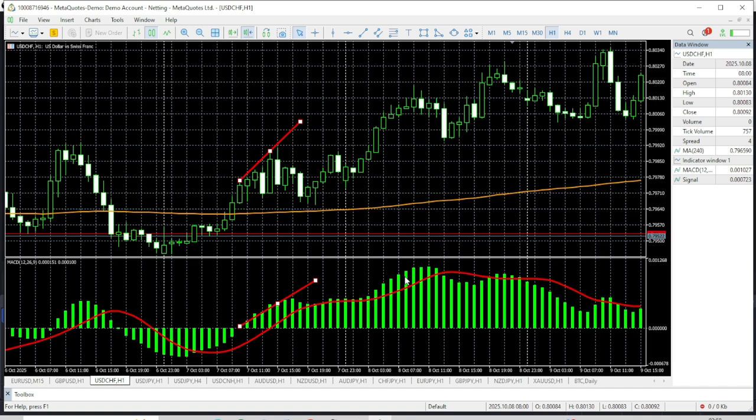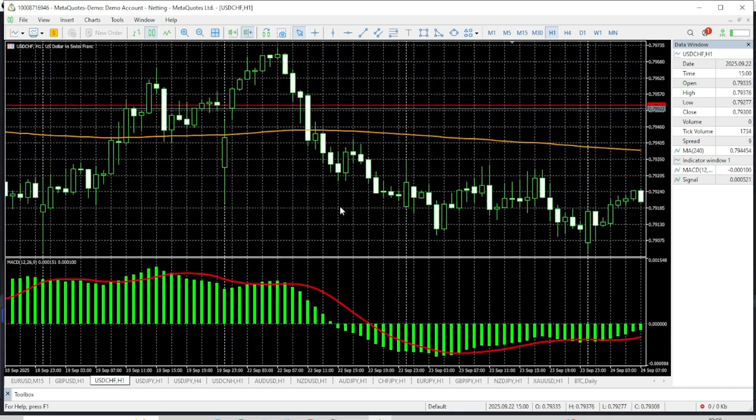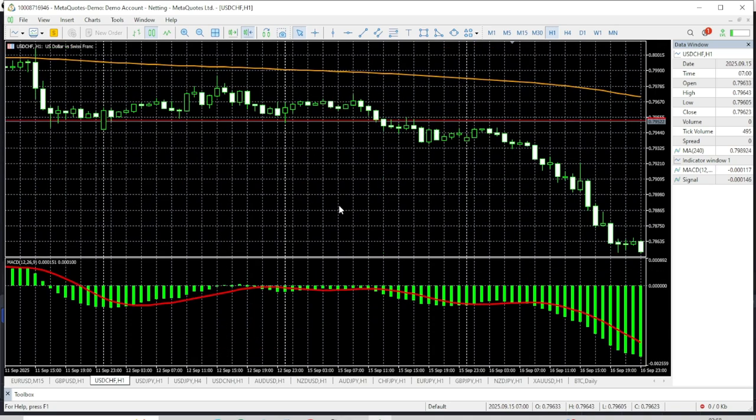So, our trade examples, let us show you some trade examples here. Of course, we have shown you some examples here before. Now, let us have some more examples.